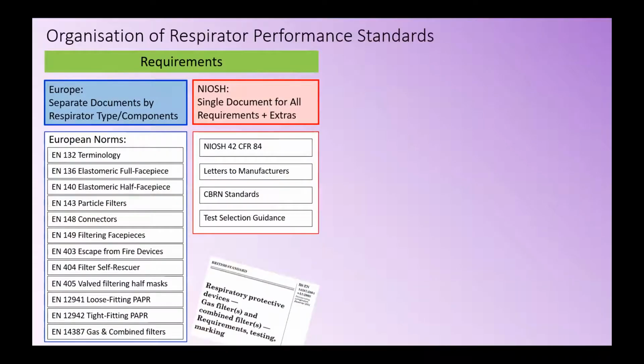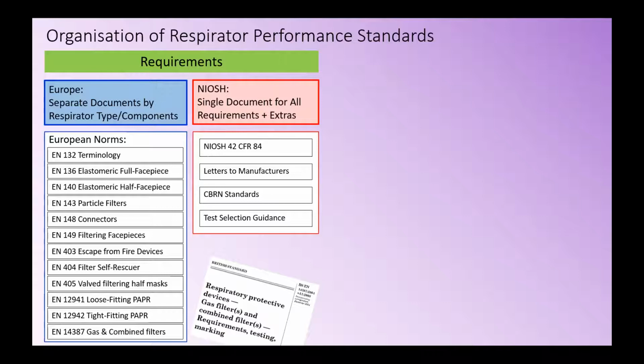When it comes to documentation, things are slightly different as well. In Europe, there are multiple standards for different types of respirator, even different components of respirators, as you see listed there. Whereas with NIOSH, we have one basic document, which is this 42 CFR 84 Code of Federal Regulations, the one main document. And then it's been supplemented by letters to manufacturers. CBRN standards are on the web. They came out in the early 2000s and haven't been incorporated into the main document yet. And then there's some guidance on test selection that has been issued in 2018. And the person to contact for that is not actually provided generally.